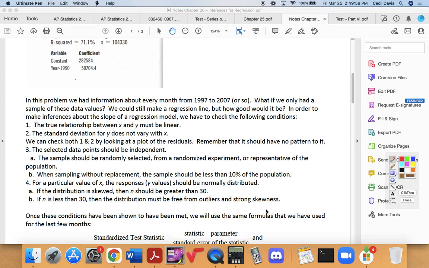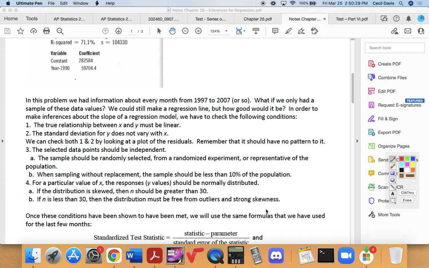So this is the part you were talking about, the residuals. The standard deviation for y does not vary with x. So that means where the plot thickens, where your residuals spread out one way or another, or there was some pattern to the residuals, that's what that goes against here. So it's saying that there can't be a pattern in the residuals. Correct.